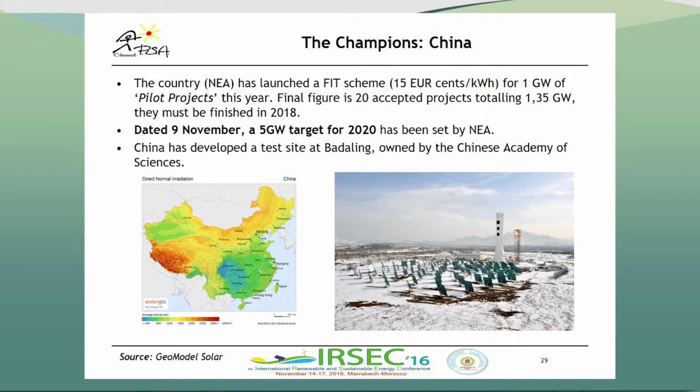And also they are betting on research. They have this facility here where they have parabolic trough, tower, everything. This is a very clear bet.